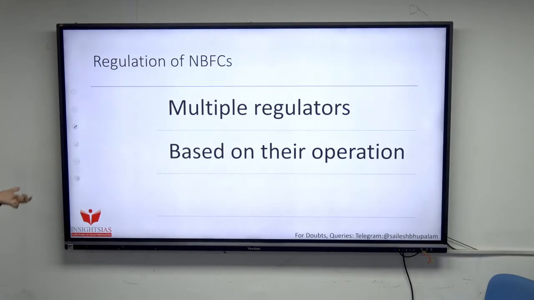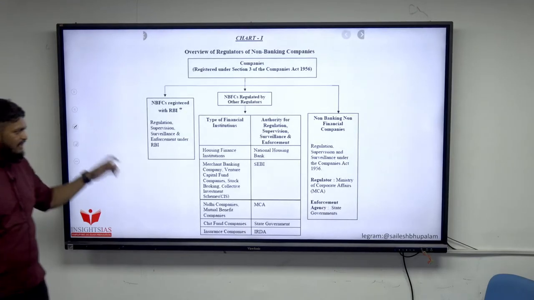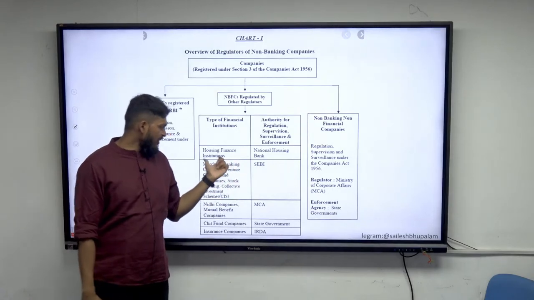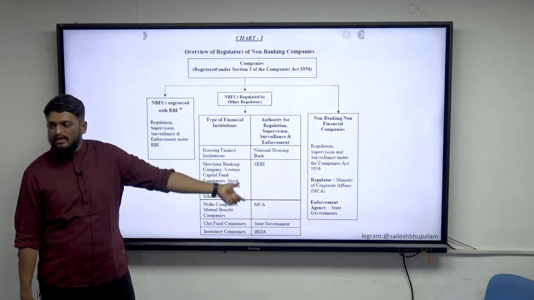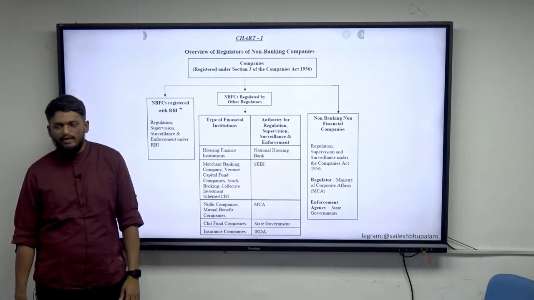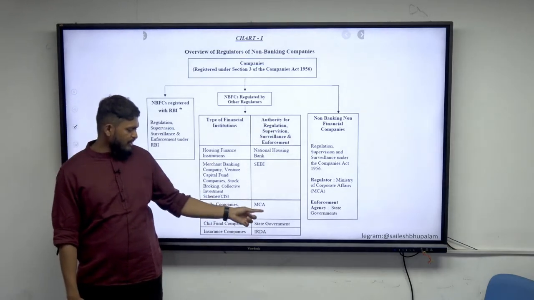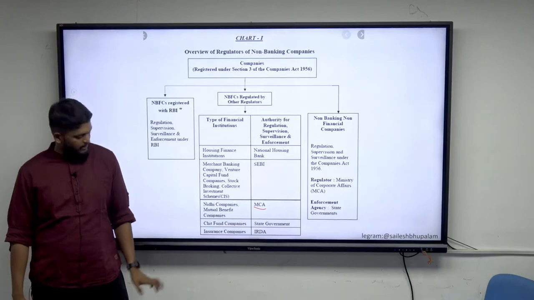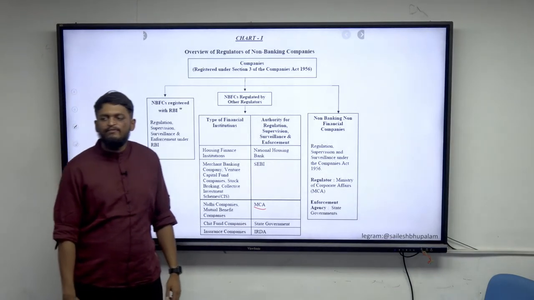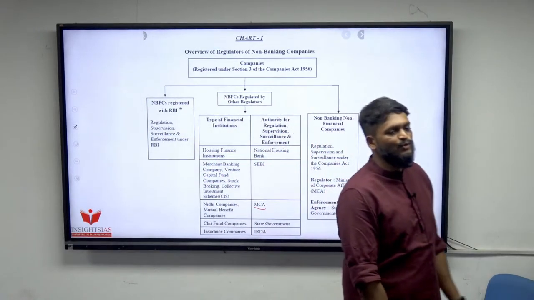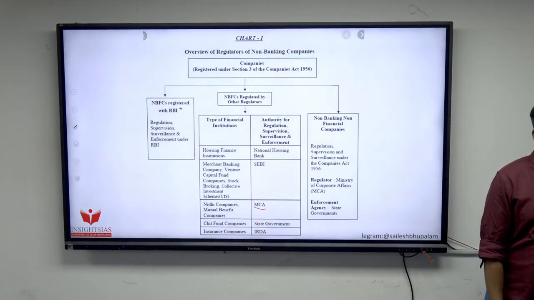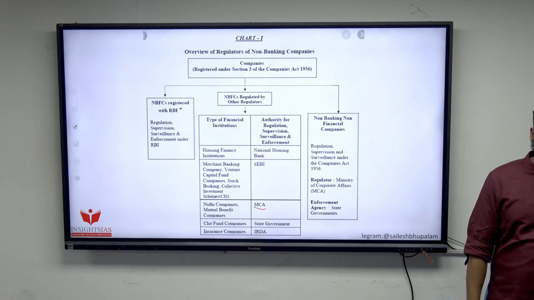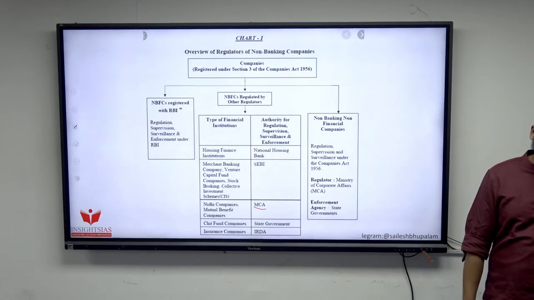Like banks, usually they don't have a single regulator, they have multiple regulators. In the central, you can see box here, housing finance institutions, National Housing Bank will regulate. Then venture capital fund and stock broking, all these are regulated by SEBI. Everything related to stock market, NBFCs are regulated by SEBI. Nidhi companies, mutual benefit companies, they are regulated by Ministry of Corporate Affairs. And chit fund companies, state governments will usually pass chit fund acts and create chit fund registrars, etc. to regulate these chit funds. And insurance companies by Insurance Regulatory and Development Authority of India. So NBFCs can participate in all these types of financial businesses. Depending upon what their actual principal business is, the regulator will change. There is no single regulator for all types of NBFCs.